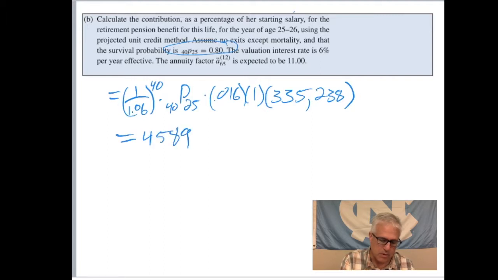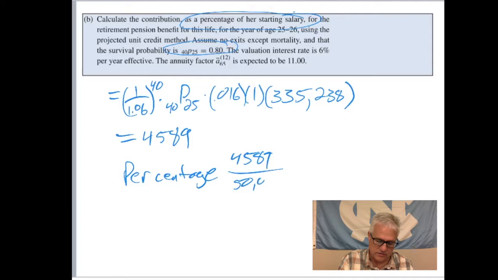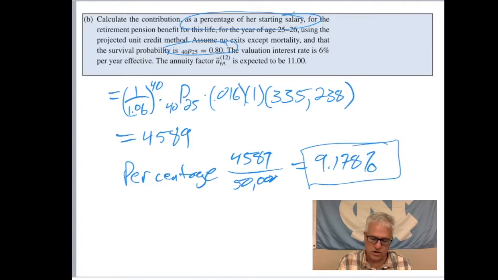Okay, and if you do the math to work that out, you get that the contribution should be $4,589 this year, but we were asked to find that as a percentage of her starting salary. So that percentage should be that 4,589 divided by 50,000. Okay, and you can probably do that even without a calculator. That's 9.178%. Okay, so in the first year, the company expects to contribute 9.178%, or will contribute that amount.